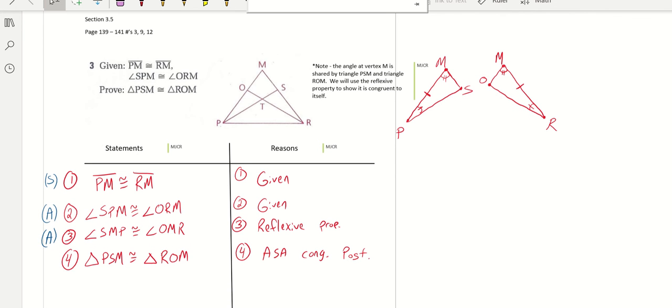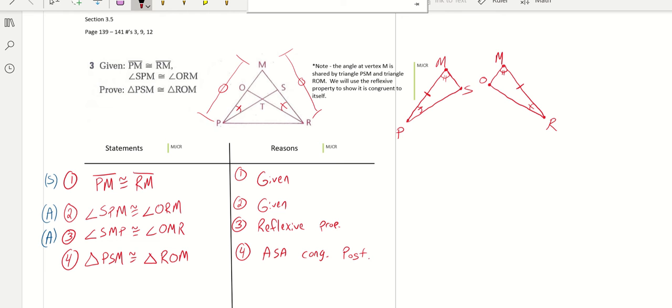First off, number 3, we have these two overlapping triangles here. We have PM. PM is this entire side. PM is congruent to RM. RM is this entire side here. Angle SPM, which is this angle right here, is congruent to angle ORM. ORM is this angle right there.